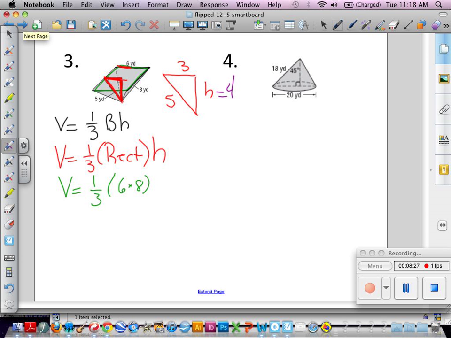So now my height is going to be 4. So again, I can cancel. That's going to get me 2. So I've got 2 times 8, 16 times 4. My volume is 64 then yards cubed.